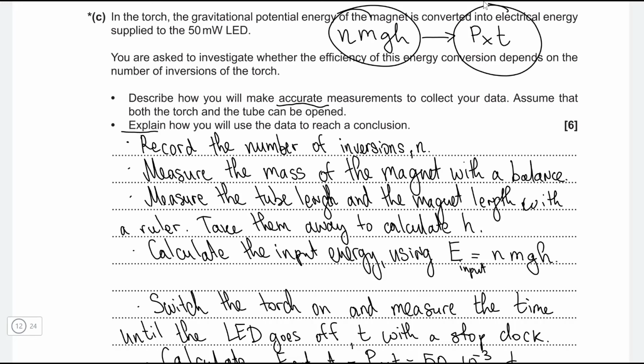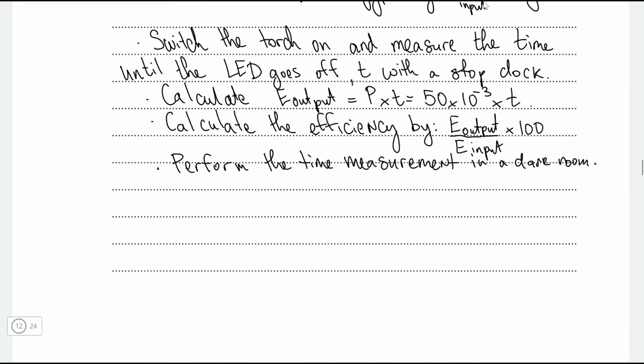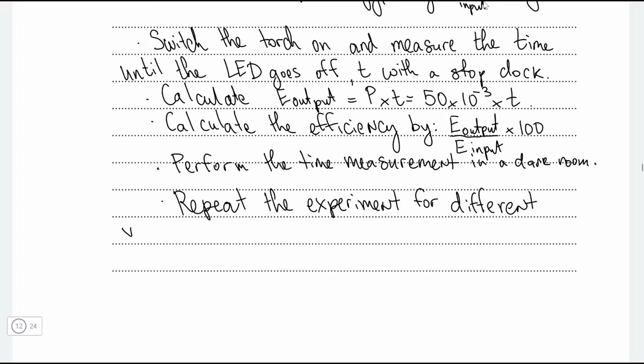The idea here is that after we find our efficiency, what we should really do is to repeat this experiment. So let's say that we're going to repeat the experiment for different values of n, calculating the efficiency each time.